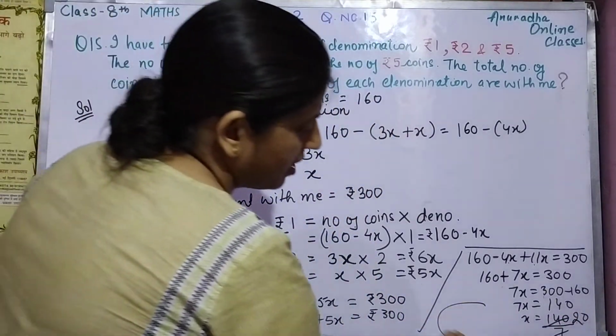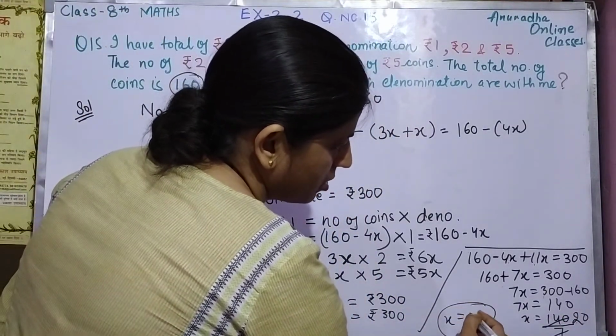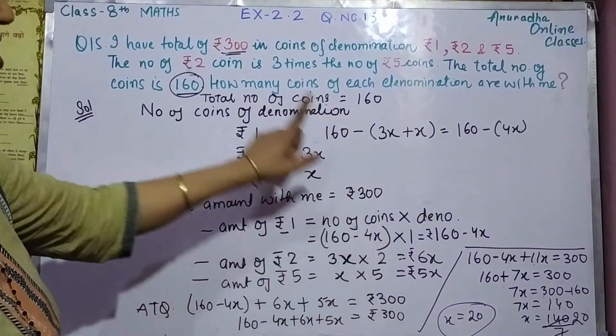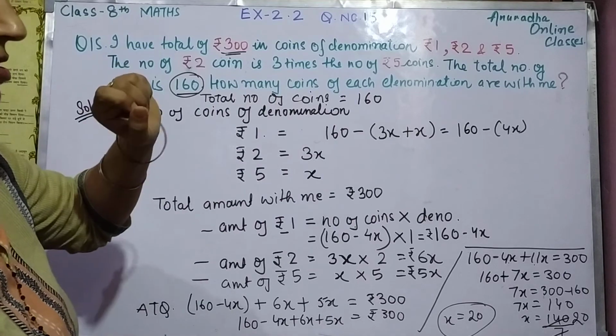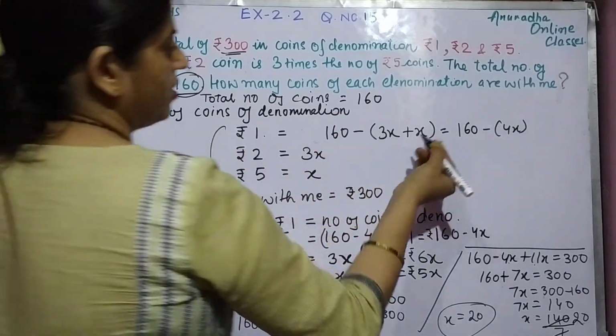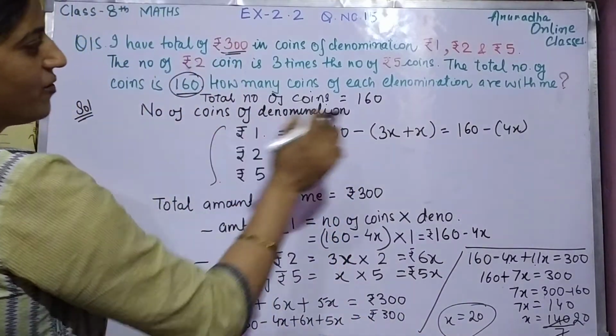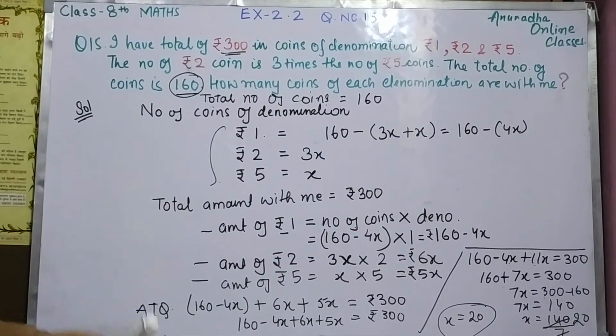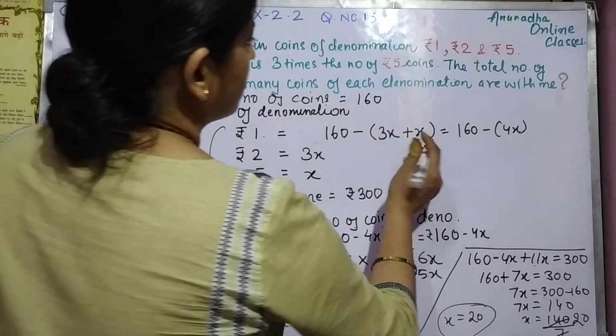Right? So what is the value of x? X is equal to what? 20. Right, children? Now what have they asked? How many coins? Now they are asking only this one. Okay. So what will we get? See, 1 rupee वाले total उसके पास कितने coins होंगे? We got the value of x. So put the value of x in this. So what you'll get?